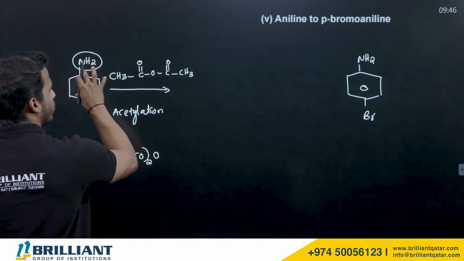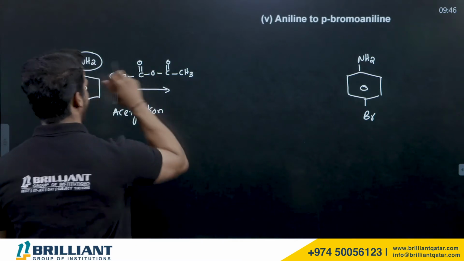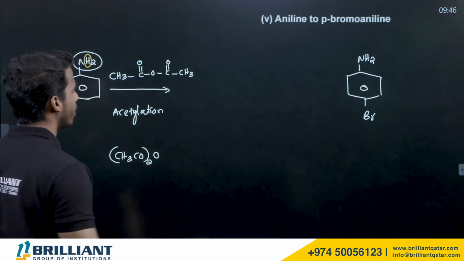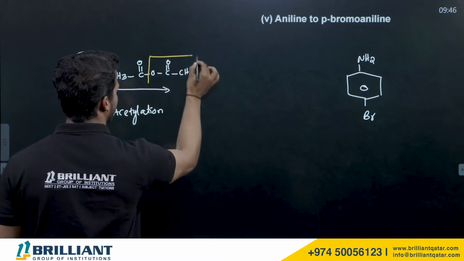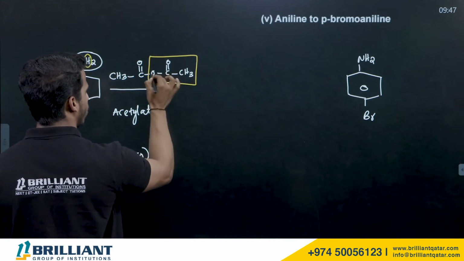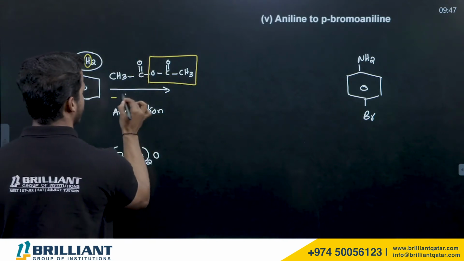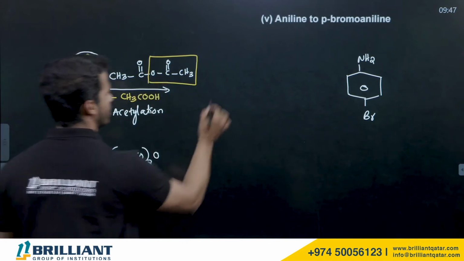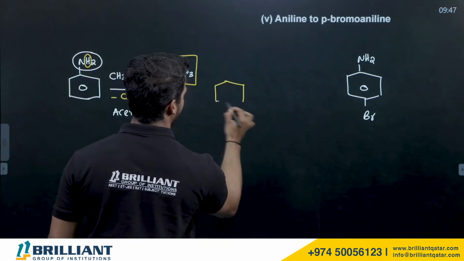When aniline or an amine is treated with acetic anhydride, from your amine you take one hydrogen, and from this part you take CH3COO. So CH3COOH is removed from the system. Let me write the product, all of you. What will be the product?